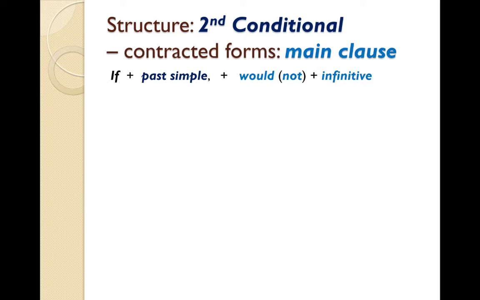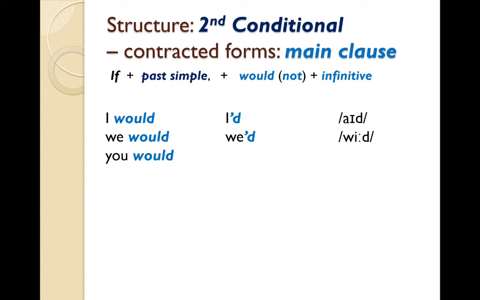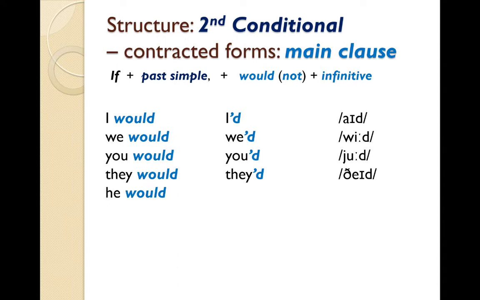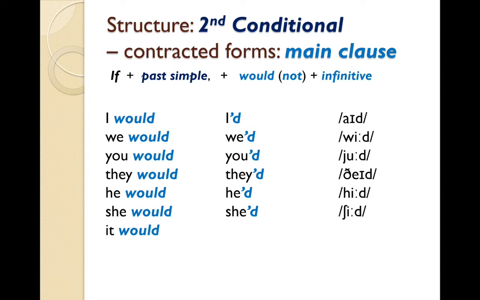Let's look at contracted forms in the main clause. So we've got I would can be contracted to I'd. And on the right here, this is the phonetic transcription, just shows you how the word is pronounced. So, I'd. We would, we'd. You would, you'd. They would, they'd. He would, he'd. She would, she'd. It would, it'd.